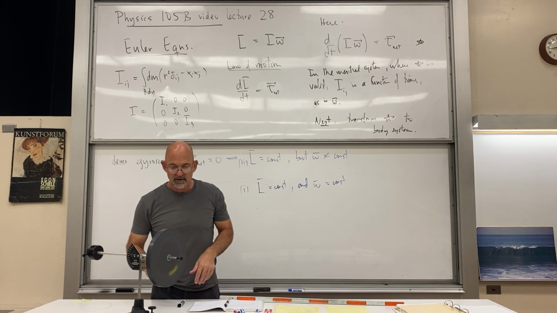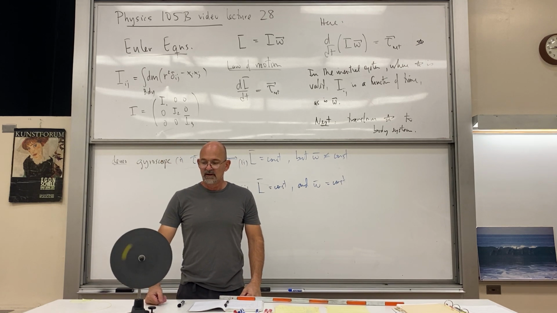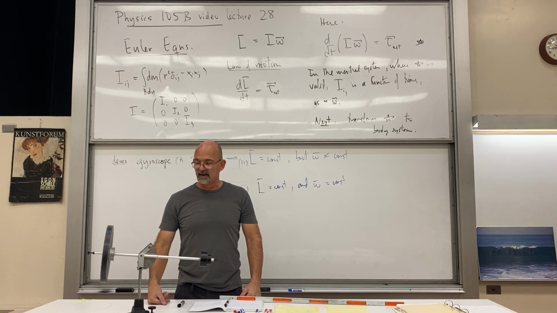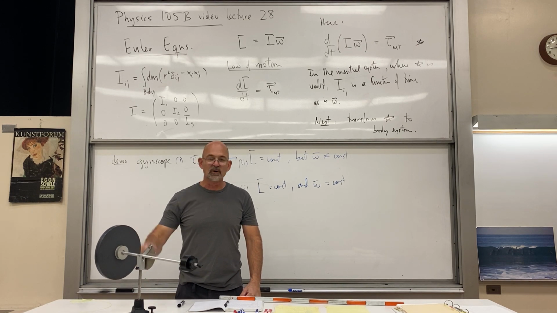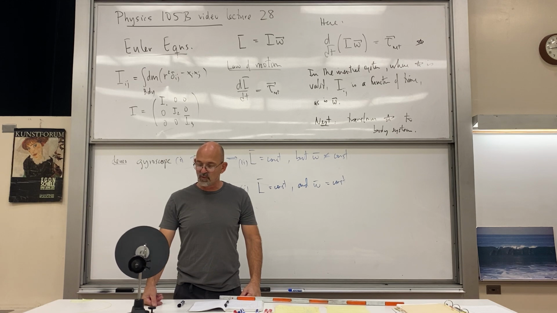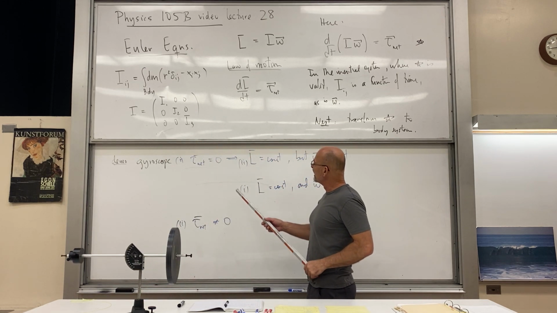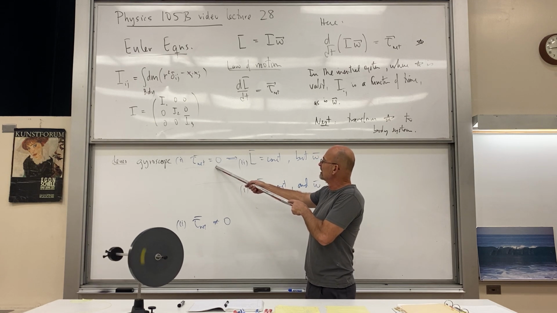So this is referred to as precession. And the up and down motion is referred to as nutation. So we're going to work our way through some of this. But the first thing we have to do is the force-free gyroscope.